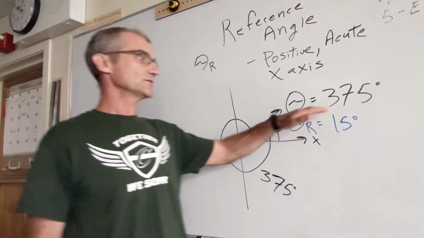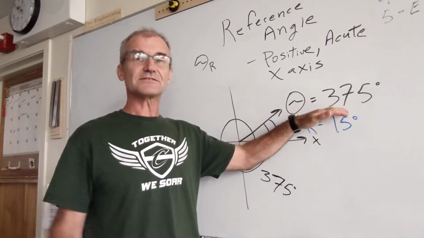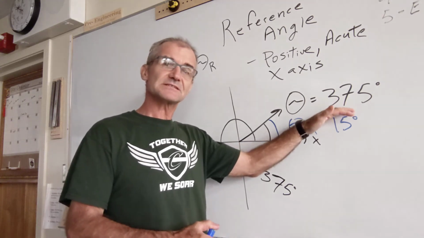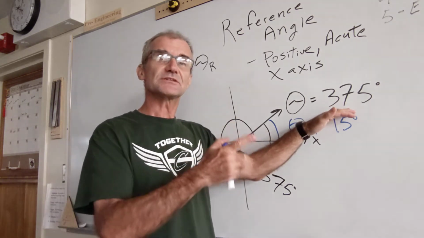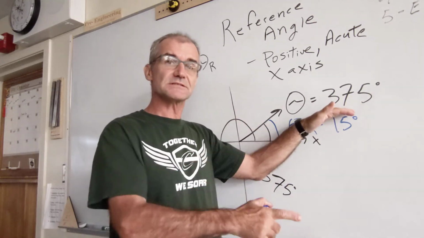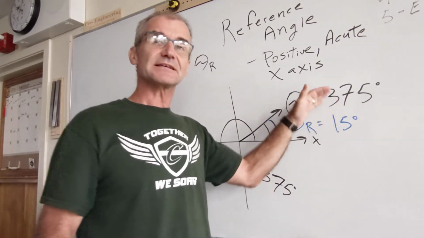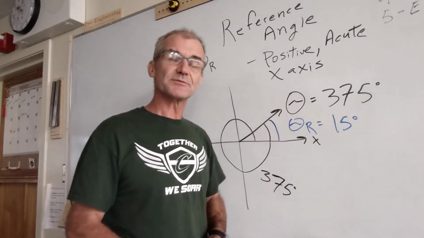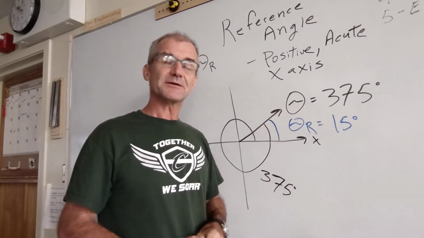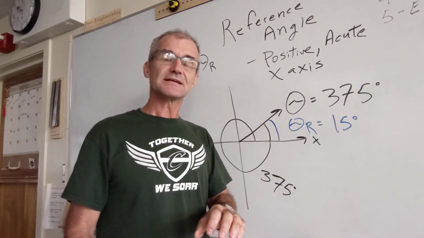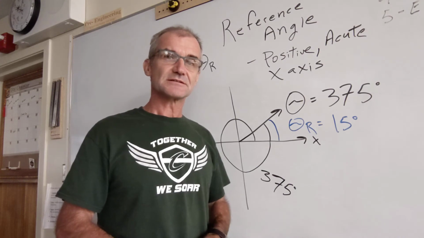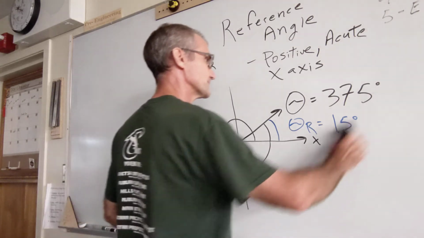If you had a really large angle, you would divide by 360 degrees. That would give you the total number of revolutions. Then you would subtract the integer from that decimal, then take that decimal and multiply it by 360. That would give you how far you go past the number of revolutions. So let me do that one really quick.